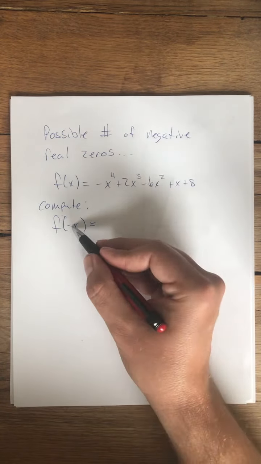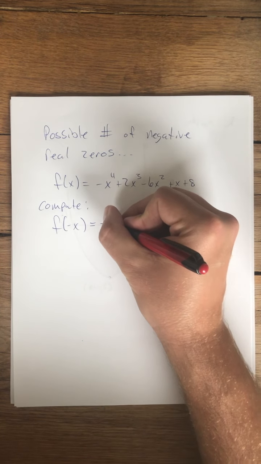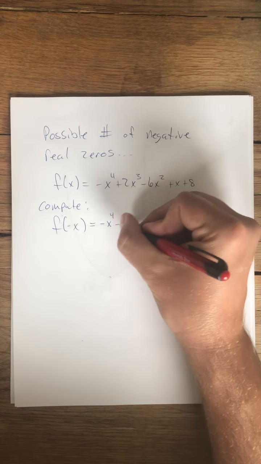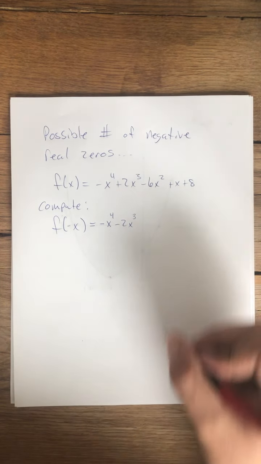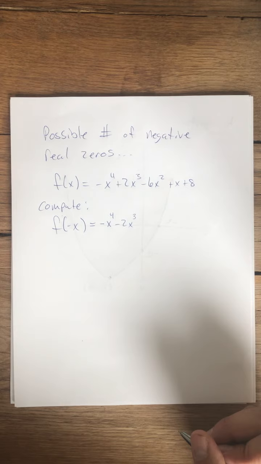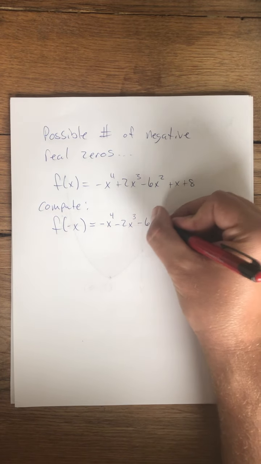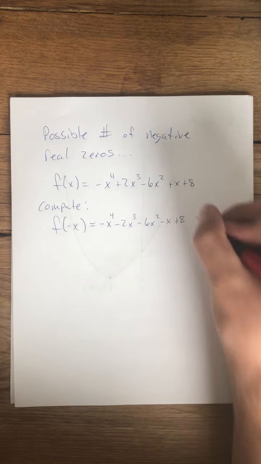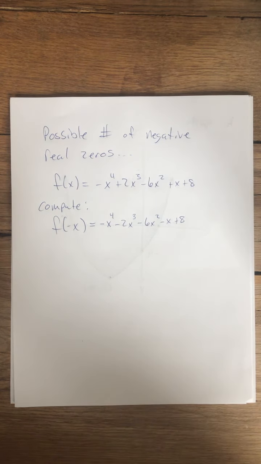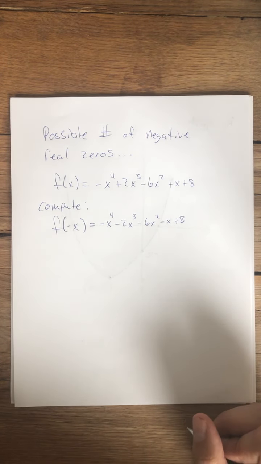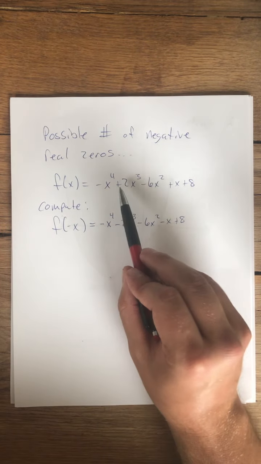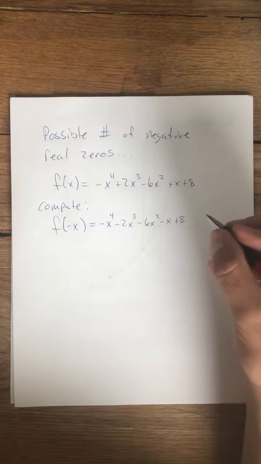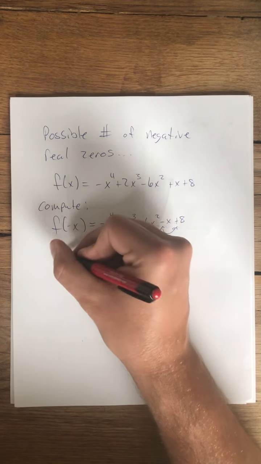So an easy way to do this is change the signs on anything with an odd exponent, because you're always going to have a negative left over in that multiplication. So anything with an odd exponent gets a sign change. f of negative x is right here. Now count sign changes. We only have 1.